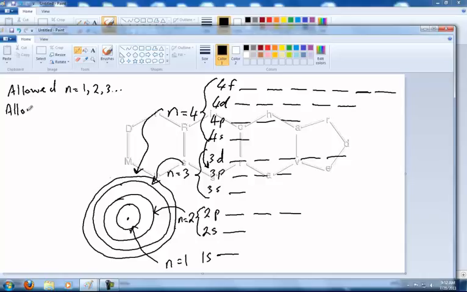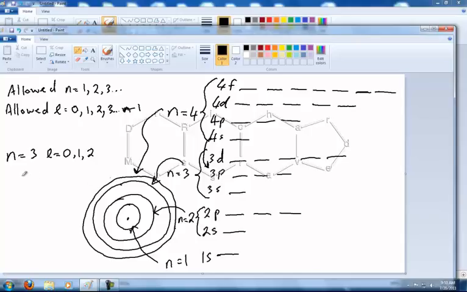Now let's look at allowed values for L. L can equal any value from 0 up to n minus 1. So the value of L is going to depend on the value of n. What I mean by that is this: if I've got a value of, say, n equals 3, that means my values for L can equal 0, 1, or 2.